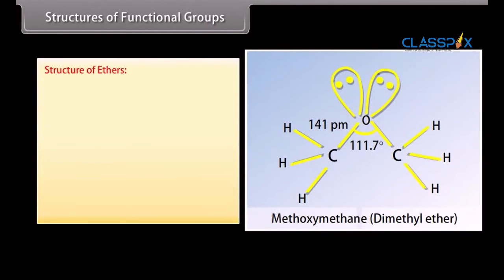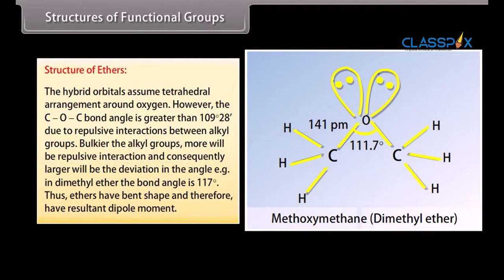Structure of ethers. The hybrid orbitals assume tetrahedral arrangement around oxygen. However, the C-O-C bond angle is greater than 109 degrees 28 minutes due to repulsive interactions between alkyl groups. Bulkier the alkyl groups, more will be repulsive interaction and consequently larger will be the deviation in the angle. For example, in dimethyl ether, the bond angle is 117 degrees. Thus, ethers have bent shape and therefore have resultant dipole moment.